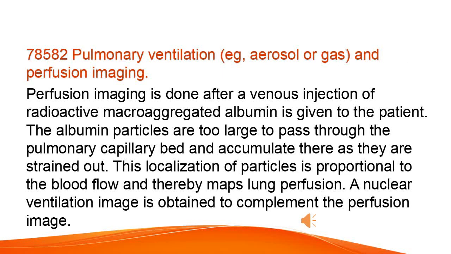Pulmonary ventilation, e.g., aerosol or gas, and perfusion imaging. Perfusion imaging is done after a venous injection of radioactive macroaggregated albumin is given to the patient. The albumin particles are too large to pass through the pulmonary capillary bed and accumulate there as they are strained out. This localization of particles is proportional to the blood flow and thereby maps lung perfusion. A nuclear ventilation image is obtained to complement the perfusion image.